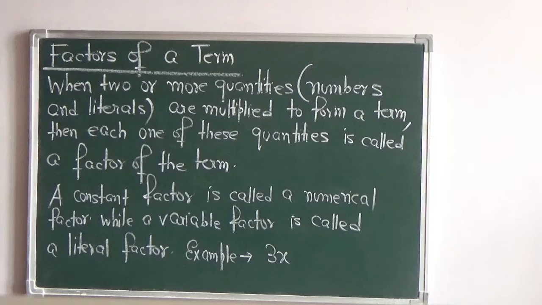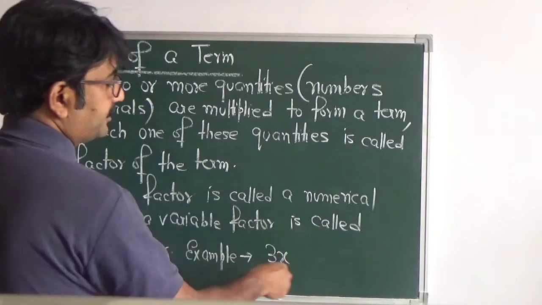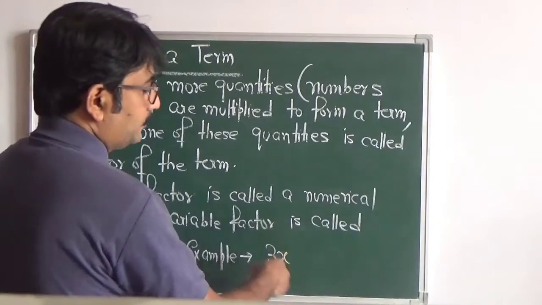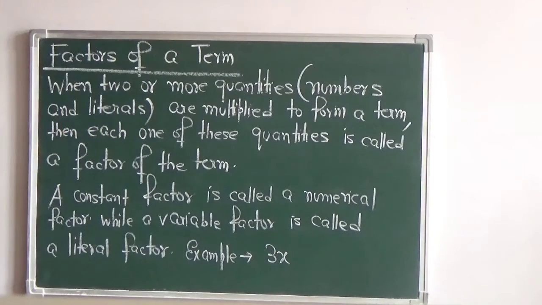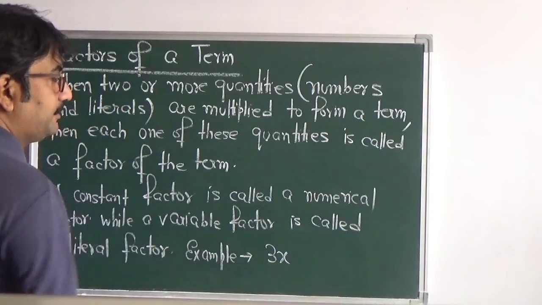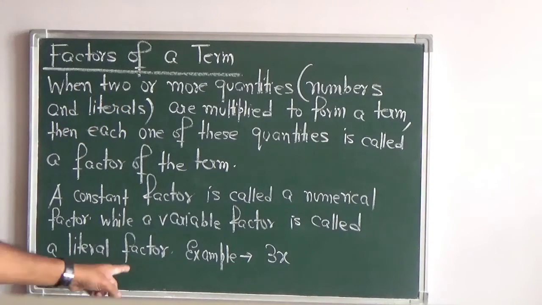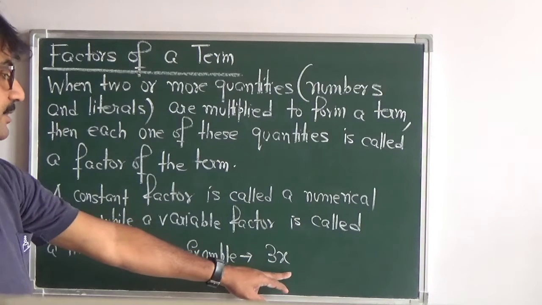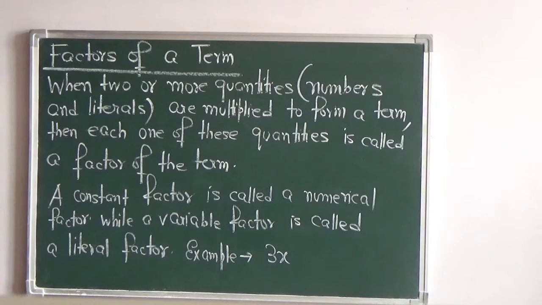Then if you are to find the factors, 3 is one of the factors of the term 3x, and x is also one of the factors of 3x. At the same time, 3, which is a constant, is called a numerical factor, and x, which is a variable, is called the literal factor. So if you find a number that is a constant, that will be called a numerical factor, and x, which is a variable, is called a literal factor.